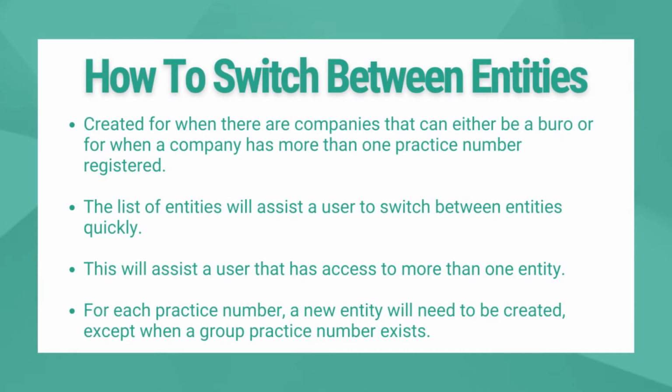A list of entities is created for when there are companies that can either be a bureau or for when a company has more than one practice number registered. For example, if a company has a general practitioner practice as well as a dental practice. The list of entities will assist a user to switch between entities quickly. This will assist a user that has access to more than one entity. For each practice number, a new entity will need to be created except when a group practice number exists.